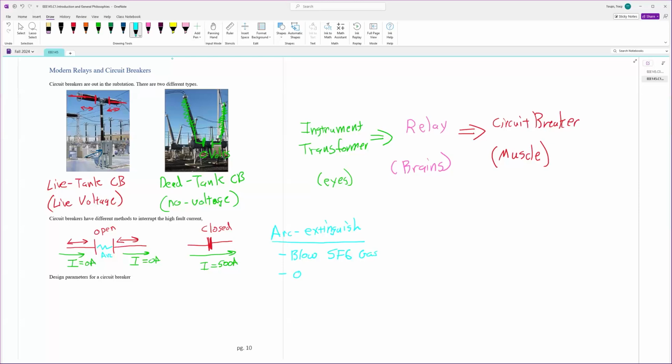Another thing is it could be oil filled. So oil by nature is dielectric, meaning it won't conduct. So when you open it up, oil will rush in and then it'll extinguish the arc. Another one is called vacuum filled, meaning you create an absolute vacuum inside a circuit breaker and electricity cannot arc through a vacuum because there's no electrons there for it to move. Okay, so that's a different way you can extinguish an arc.